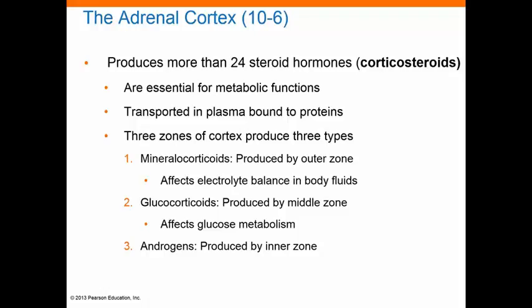Last, androgens are produced by the inner zone in both males and females. Some are converted to estrogens in plasma, but in normal, small amounts, do not affect sexual characteristics. Their functions remain somewhat unclear.